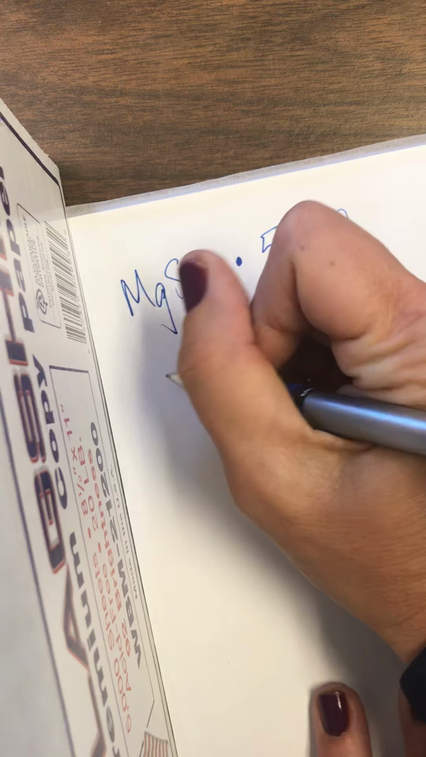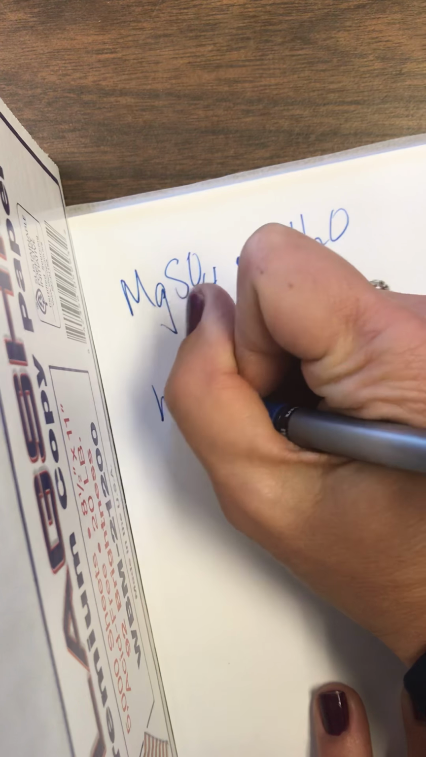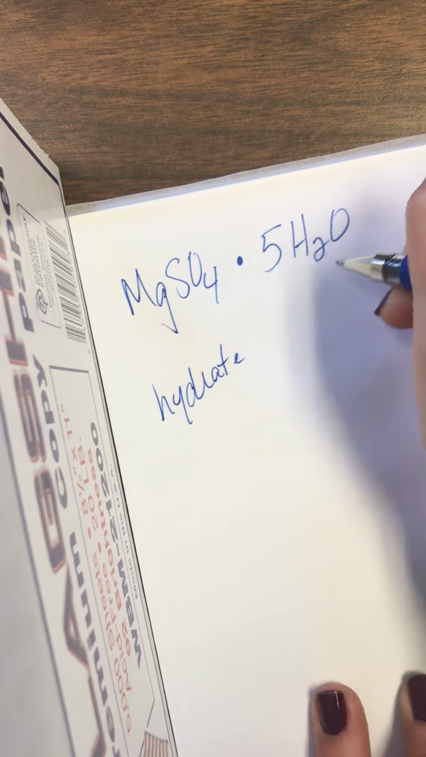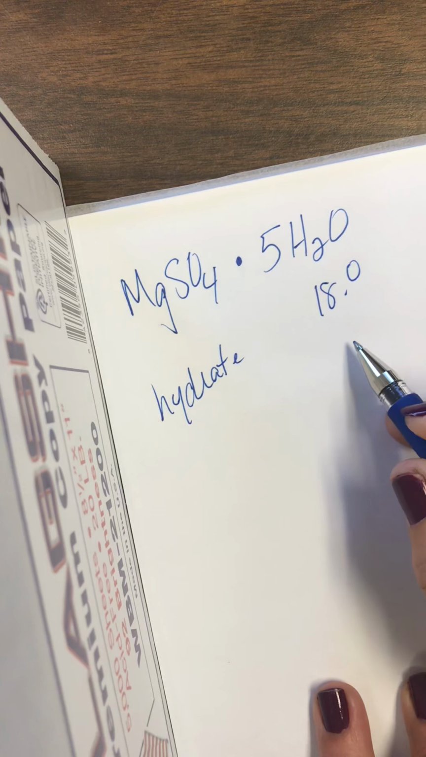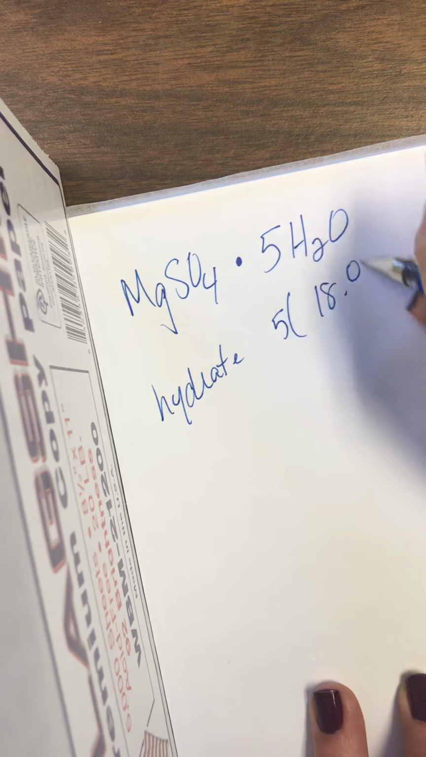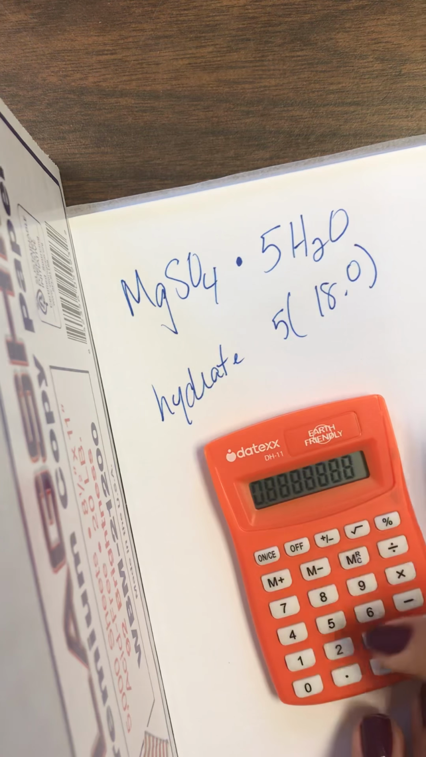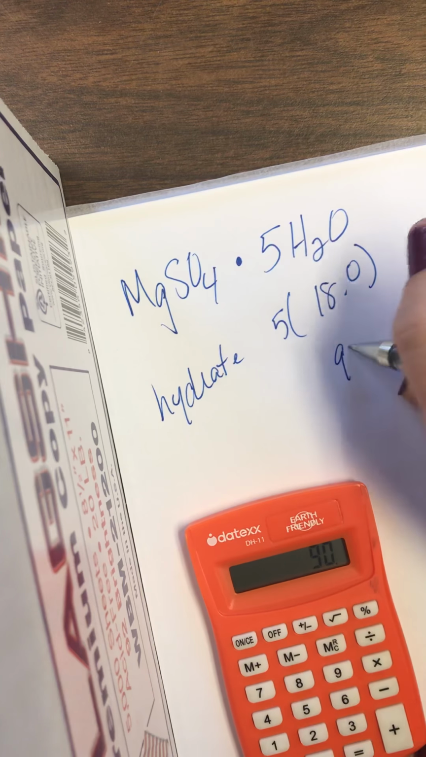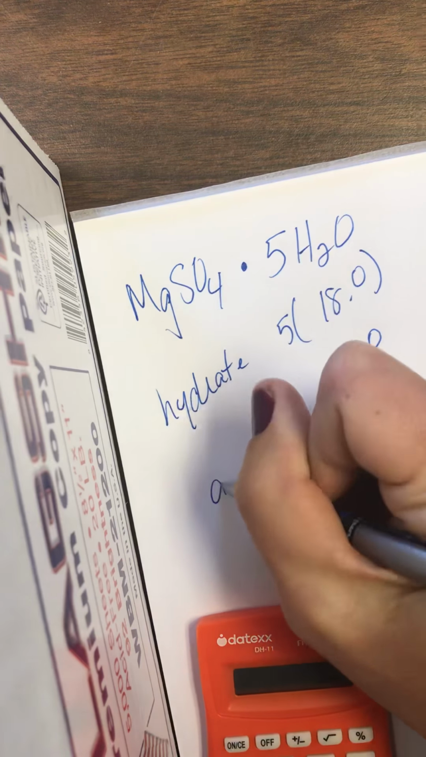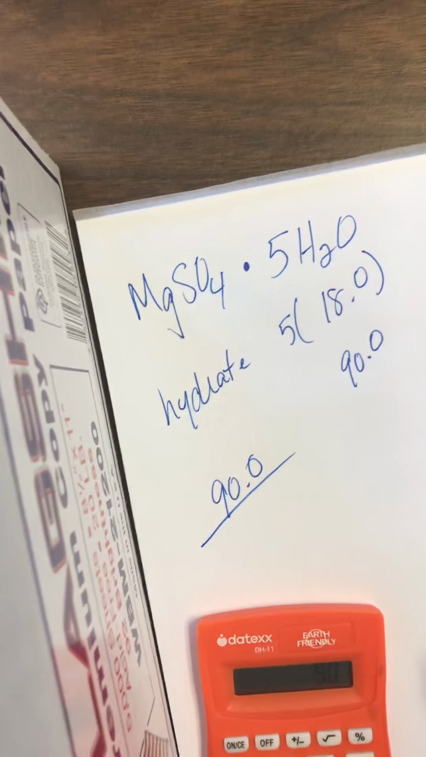So if I wanted to say, okay, what part of this hydrate is water? I would first remember that water I just did was 18.0. So 18.0 times 5, I think it's 90. All right, so 90 is going to be my top number. That's the part that's water.